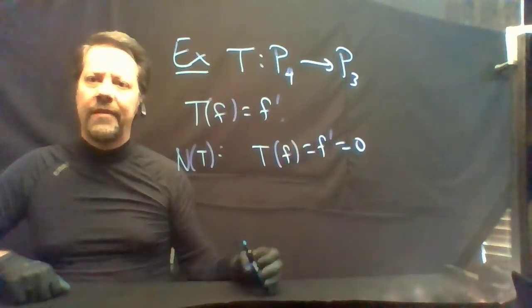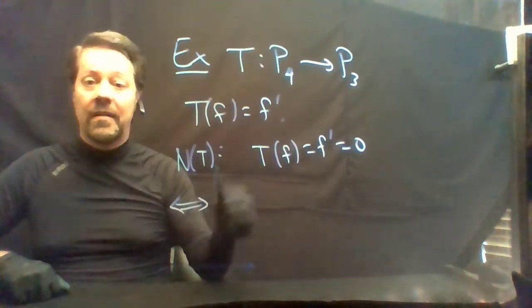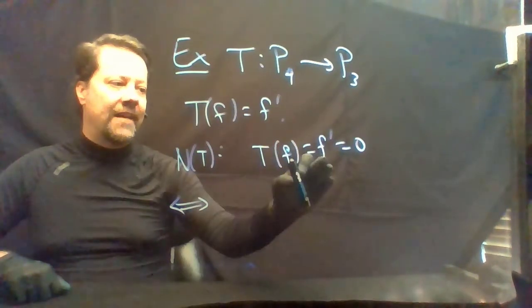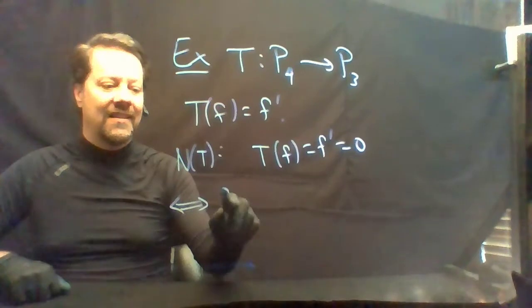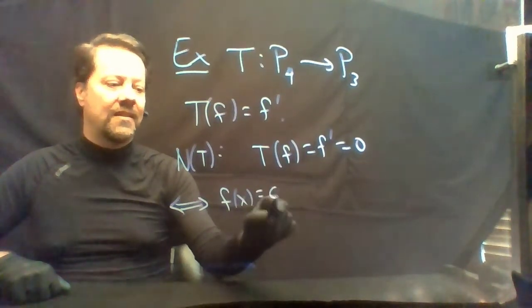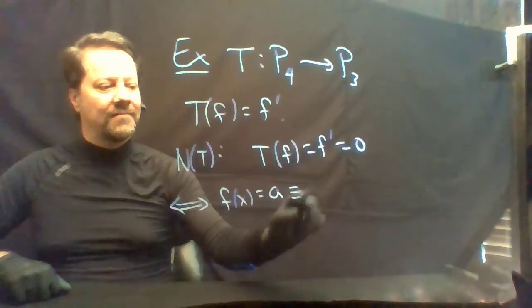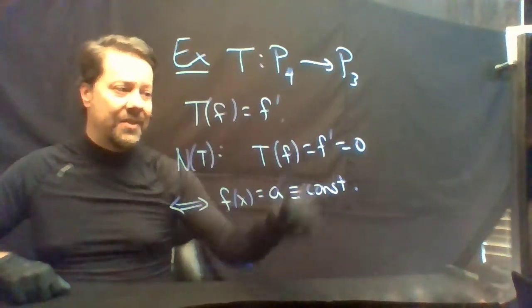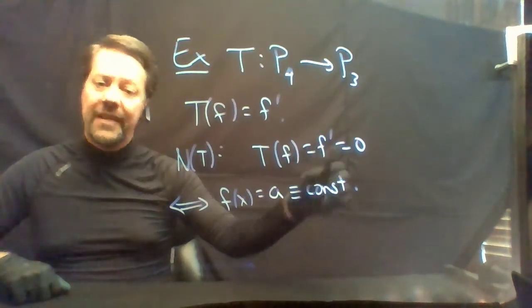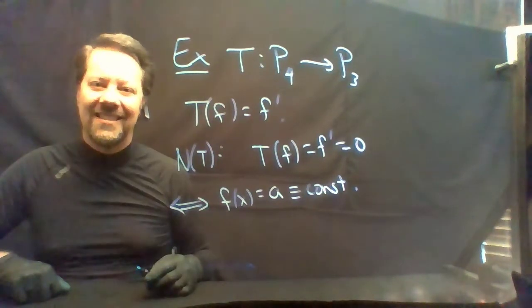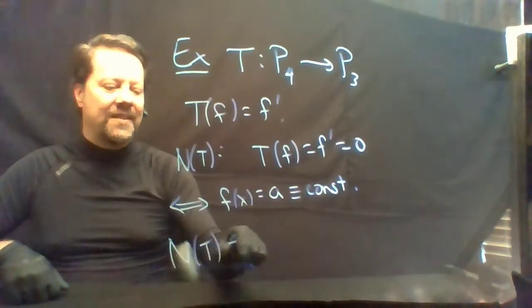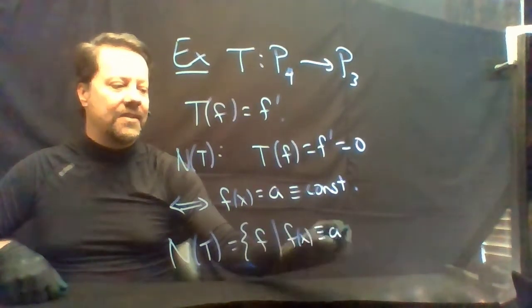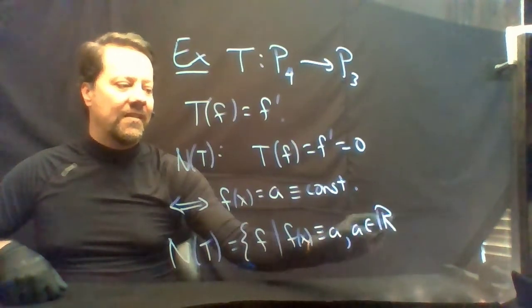What functions have derivatives equals 0? We proved a theorem in Calculus 1 that the set of functions that have derivatives equals 0 is exactly the set of functions that are constant. If you take the derivative of a constant, you get 0. If you have a function that has derivative equal to 0, then that function is constant. It turns out that the null space is the set of all f such that f of x is identically equal to a constant a.